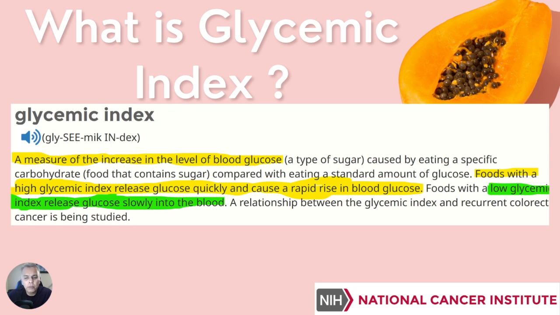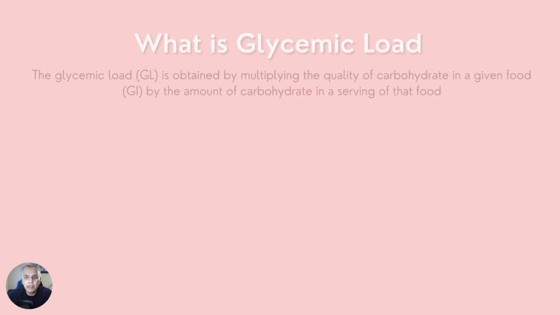And what we want to avoid is that spike in our blood sugar, because the more we spike our blood sugar, the more insulin is released by our body, and the more we get into insulin resistance, which leads to diabetes and so on.